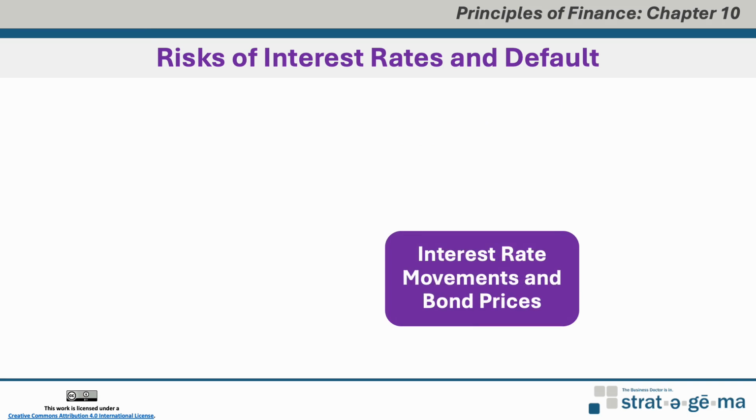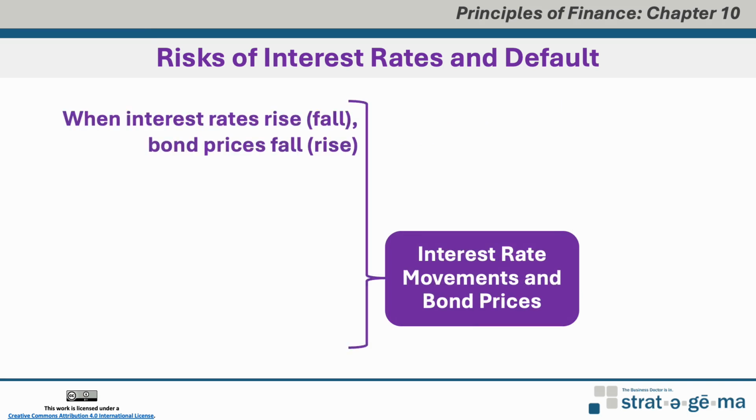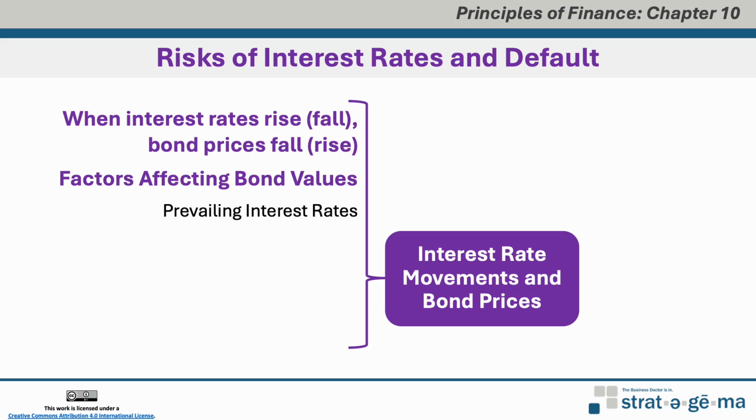And then finally, in sum, there's that inverse relationship again between interest rates and bond prices. When interest rates rise, bond prices fall. When interest rates fall, bond prices rise. And the bond values are affected by prevailing interest rates, maturity periods, the taxability of interest.